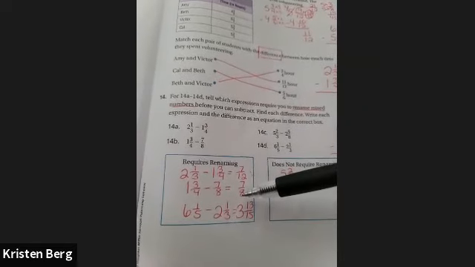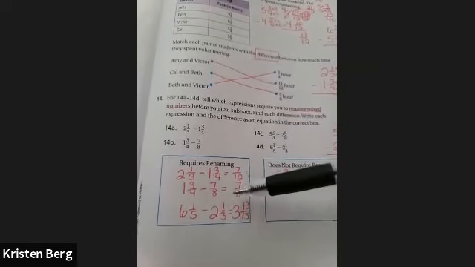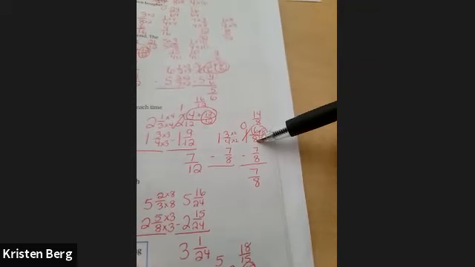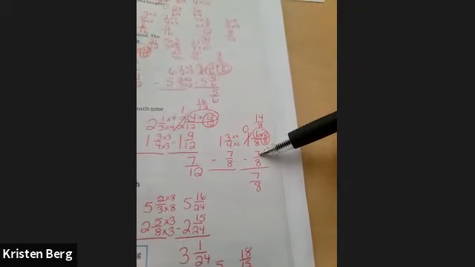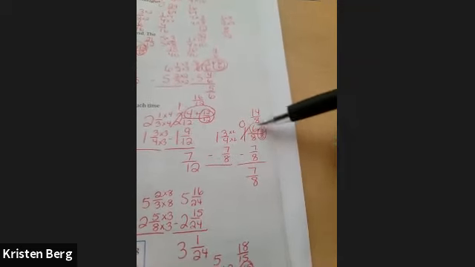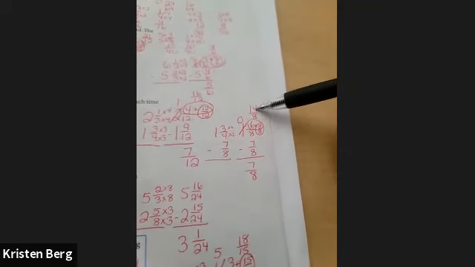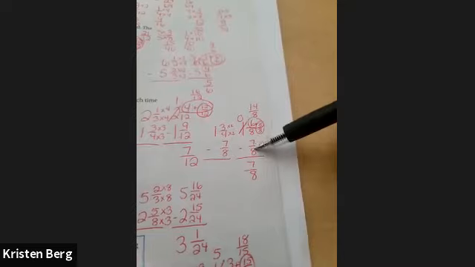1 3/4 minus 7/8. Because if you change them to eighths, this one would have been 6/8 minus 7/8, which you cannot do. So you had to come over and borrow and rename it to 8/8 plus 6 more would be 14/8 minus 7/8 would be 7/8 remaining. So actually that one required renaming.